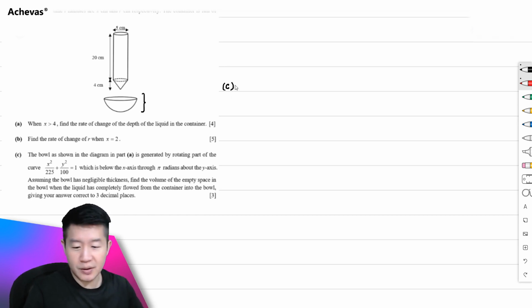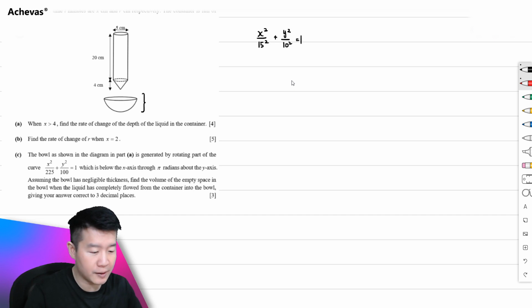So this bowl here is going to be generated through having this graph being revolved about the y-axis. So this graph represents one that is of an ellipse, correct? It is an ellipse. So if I were to look at this as an ellipse, it is going to be x squared over 15 squared plus y squared over 10 squared, this is equal to 1.